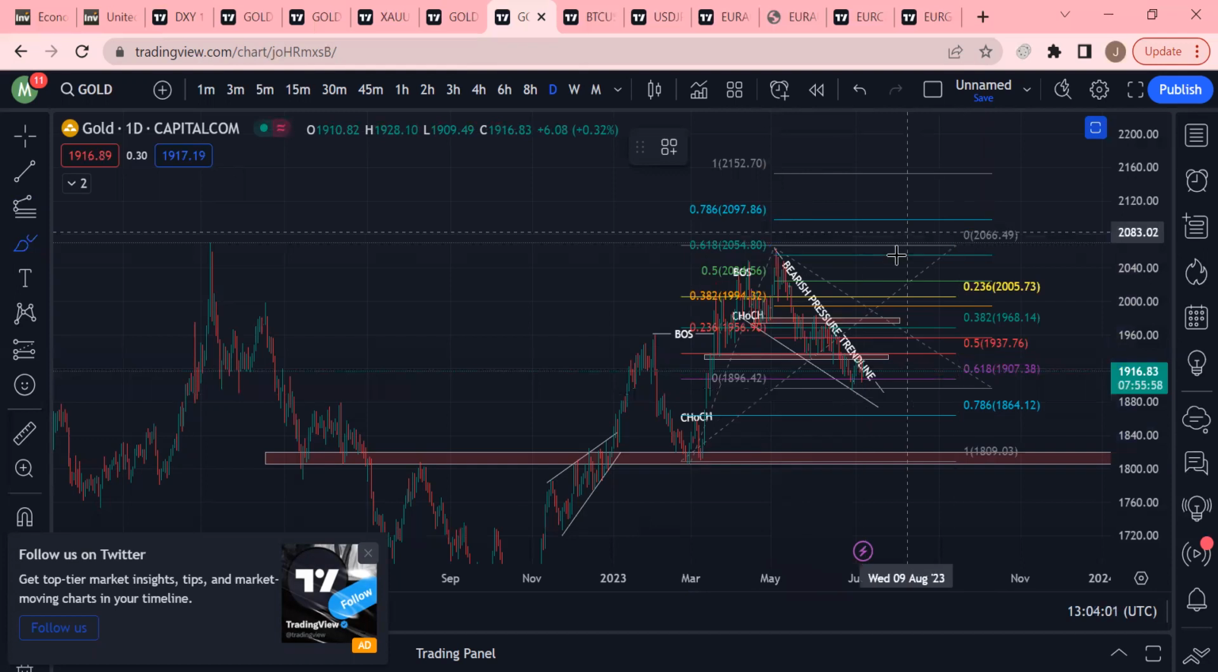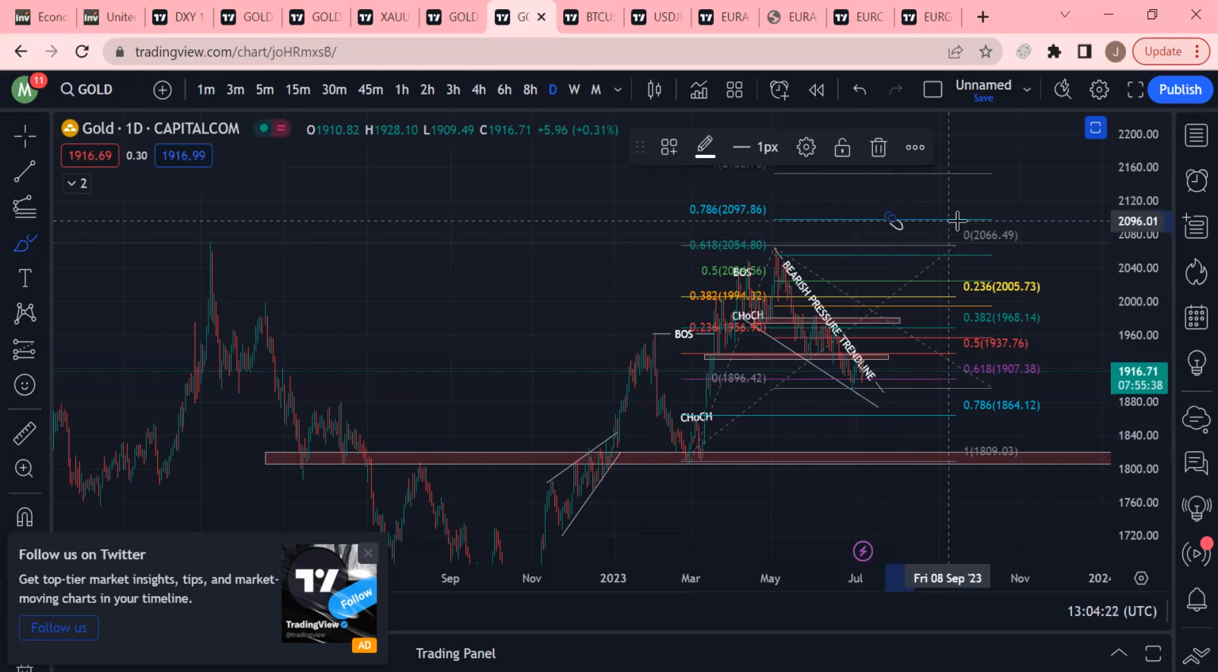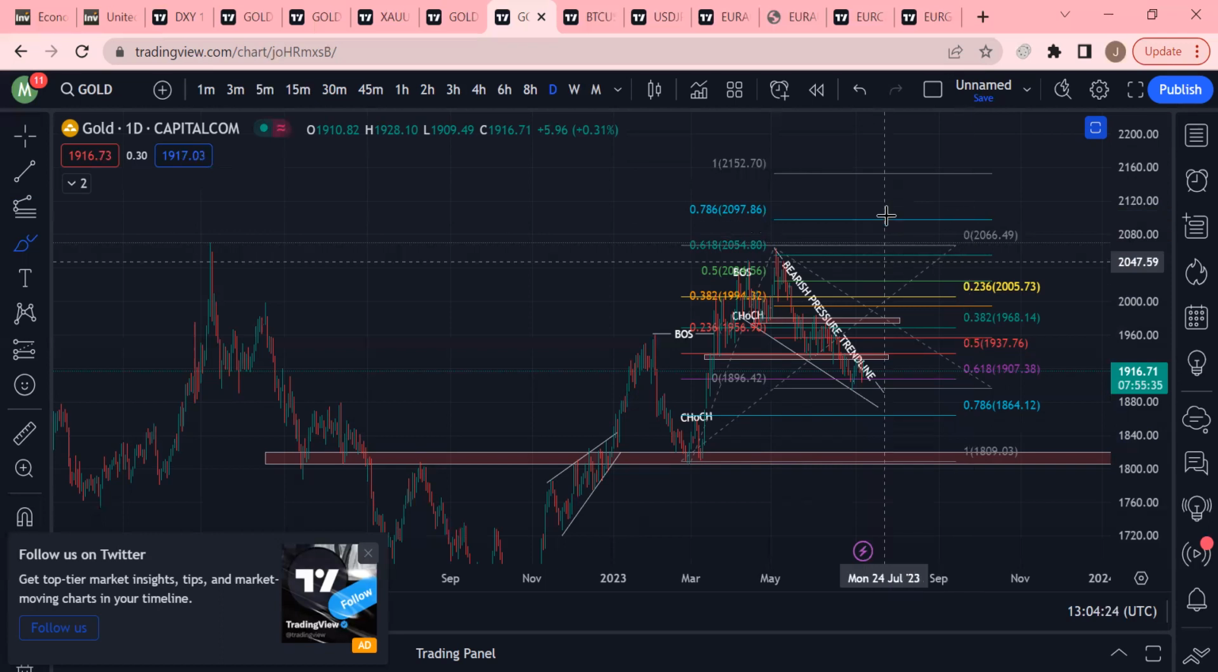So my first TP is 2050 and my second TP will be 2,100. I will just say 2,100 because if it's going to reach $2,097, it must touch the psychological level of 2,100. So this is 1,000 to 2,000 pips, about 2,200 pips we are about to have on gold.